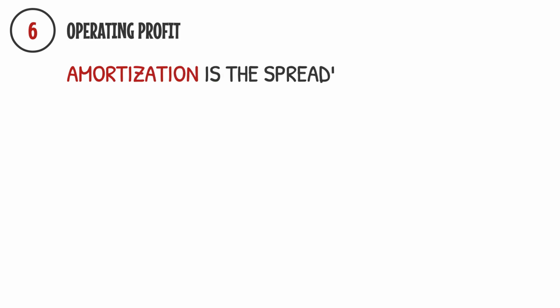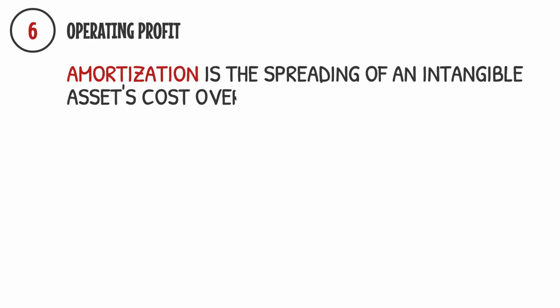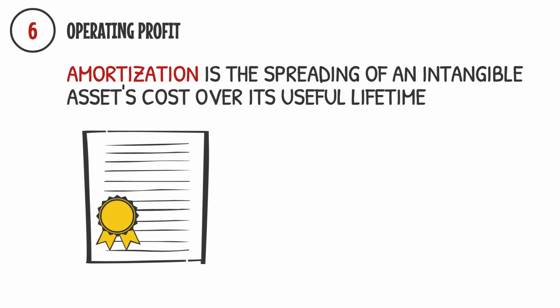Amortization is the spreading of an intangible asset's cost over its useful lifetime. It is the exact same principle as depreciation, except that it deals with intangible assets, or assets that aren't physical. For example, let's say that a company purchases a patent for $10,000 and expects the benefits of the patent to last for 20 years.